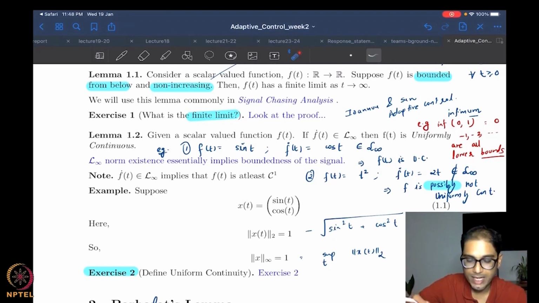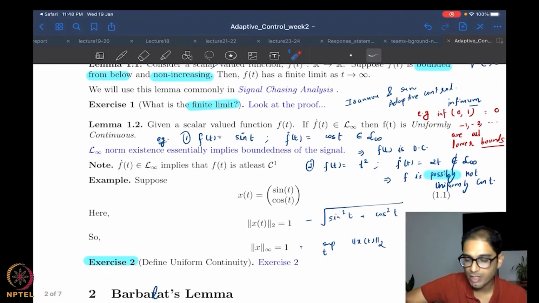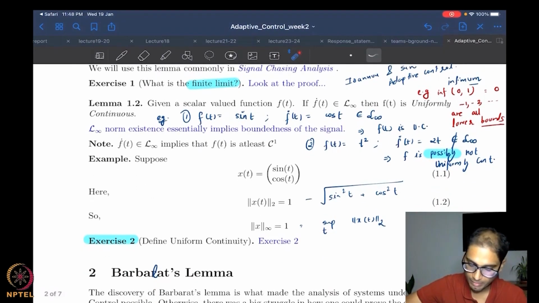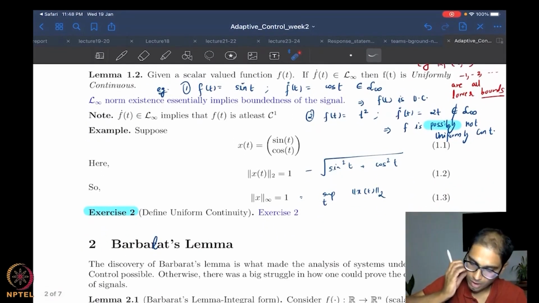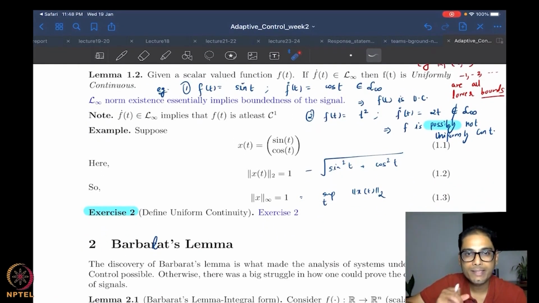However, that cannot be claimed in general. So this result only says that f of t equals t square is possibly not uniformly continuous. We cannot guarantee that it's uniformly continuous. Great. So once you have these 2 lemmas committed, the first one gives you something on convergence of certain special functions, and the second one tells you something about uniform continuity of certain functions. We can move on to Barbalat's lemma.